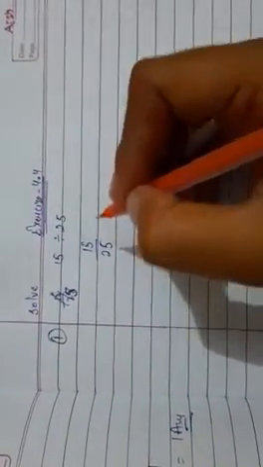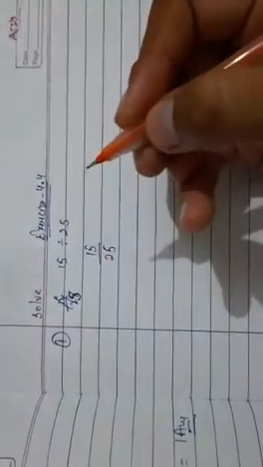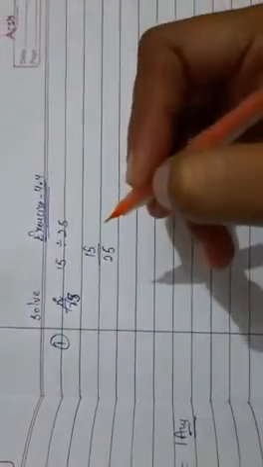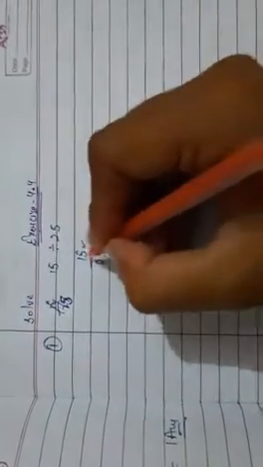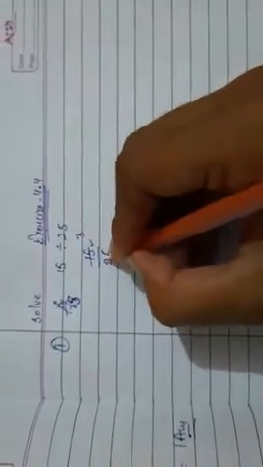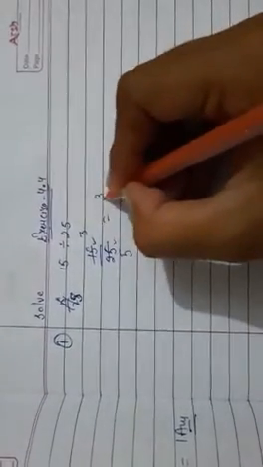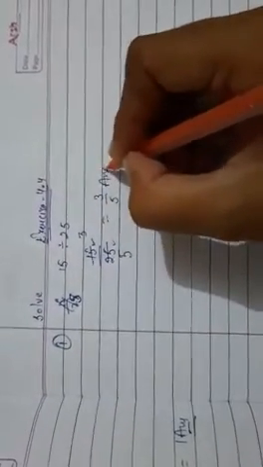Now we have to cut it. If we can cut it, we have to cut. If not, then that is the answer. You know that in the 5 table, 15 is also coming, 25 is also coming. 5 threes are 15, 5 fives are 25. So 3 by 5 is the answer.